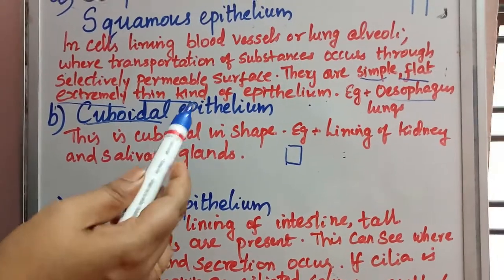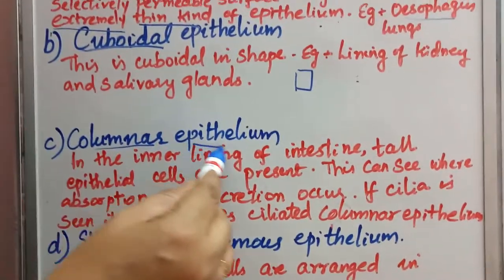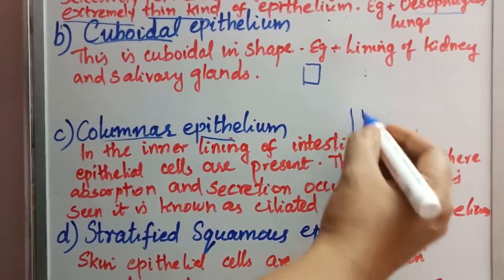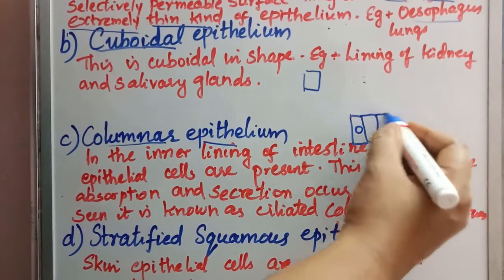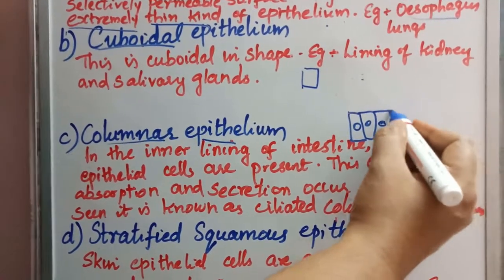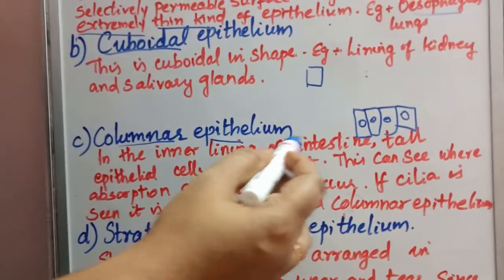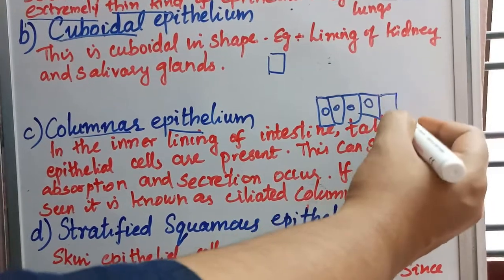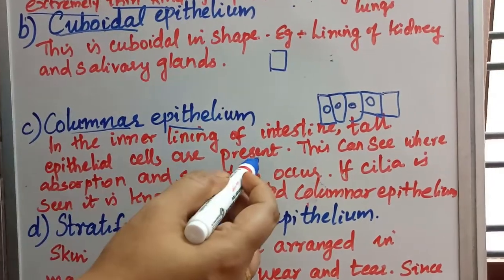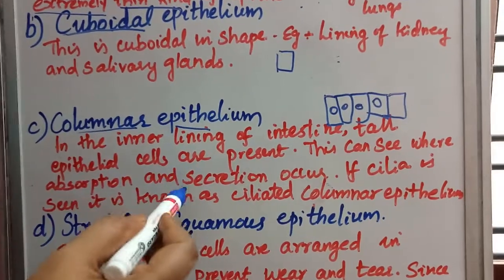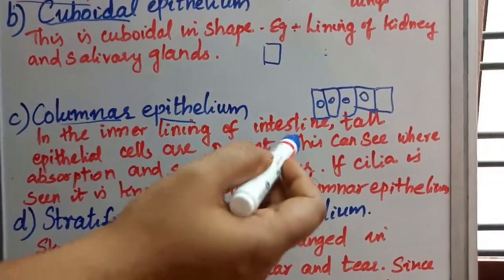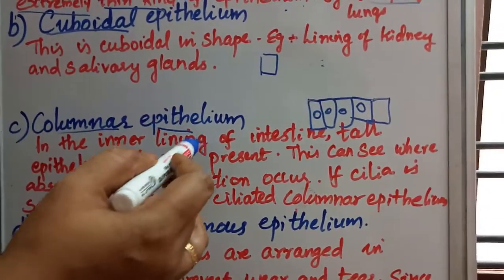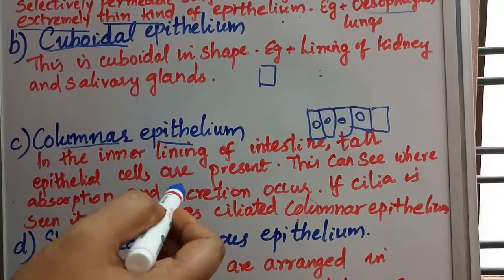support. Okay, then third one is columnar epithelium. Columnar means it will be just like a tall pillar-shaped structure. Like this, we can see these are the columnar epithelium. In the inner lining of intestine, tall, rectangular-shaped epithelial cells are present, where absorption and secretion occur. So in the wall of intestine and its mucous layers, we can see this type of columnar epithelium where there is need of absorption and secretion.